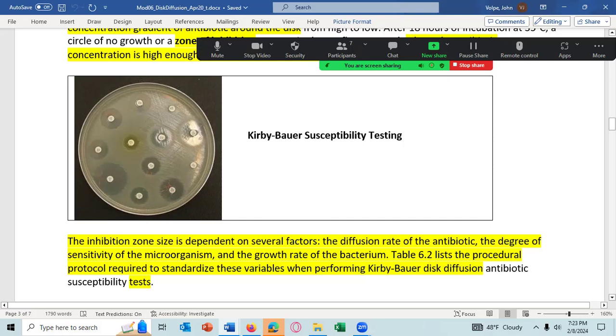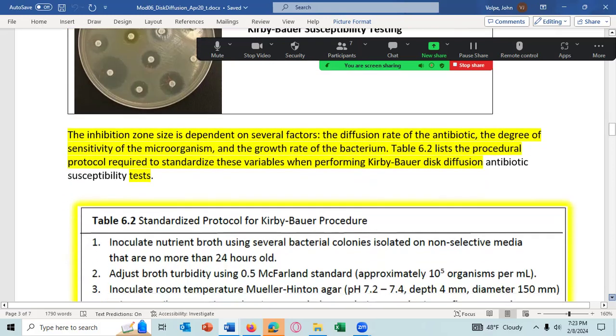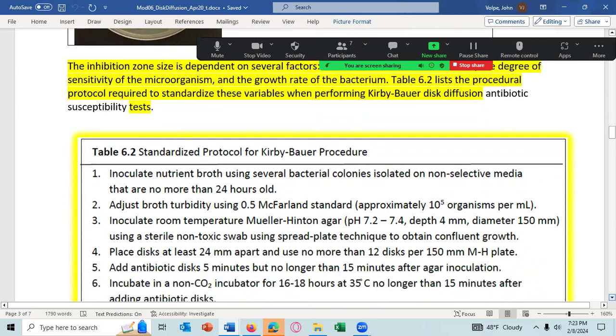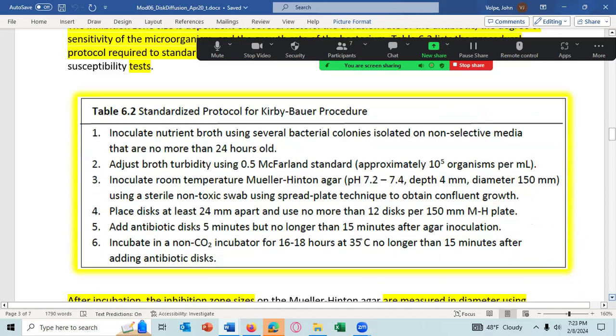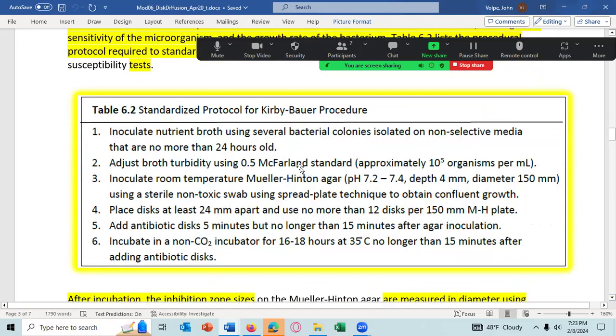So there are many factors that can come into play when performing the Kirby-Bauer diffusion test. And to remove these factors, we highly standardize the variables that come into play when performing the Kirby-Bauer diffusion test. So these are the standardized protocol for running the Kirby-Bauer procedure. First, you inoculate a nutrient broth using several bacteria colonies that have been grown on non-selective media.